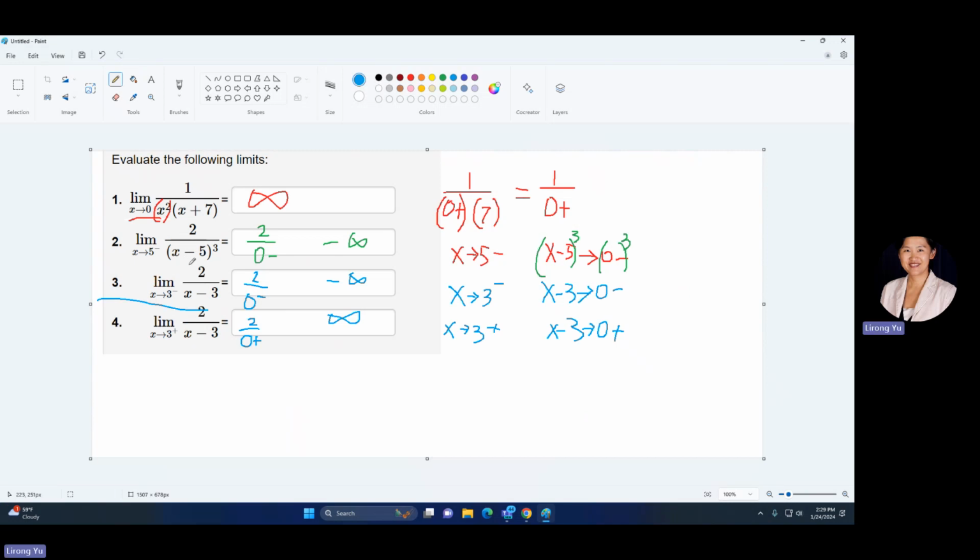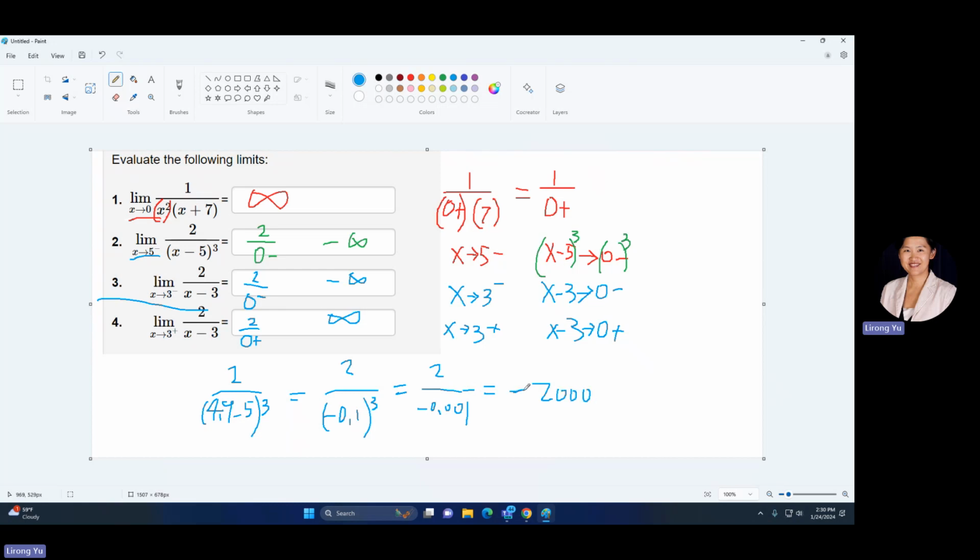Right. So this is approaching 5 from the negative side. We would do 4.9 to get 2 over 4.9 minus 5 cubed. And 4.9 minus 5 is negative 0.1. So negative 0.1 cubed, and the numerator is 2. So this is going to be 2 over negative 0.001. So the answer is negative 2,000.